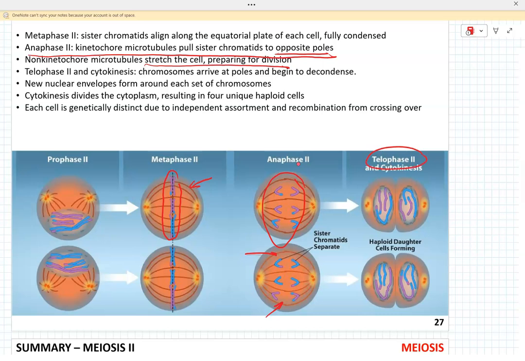In telophase 2, chromosomes that are at the poles of the cell start to decondense. The nuclear envelopes are formed around each set of chromosomes, and then in cytokinesis, the cytoplasm in each case divides, which results in 4 unique haploid cells. Now, if you look at the genetic composition of the cell, each haploid cell is genetically distinct because of the independent assortment and the crossing over.